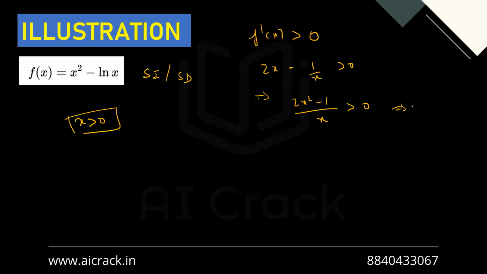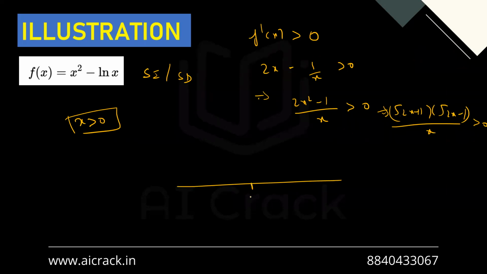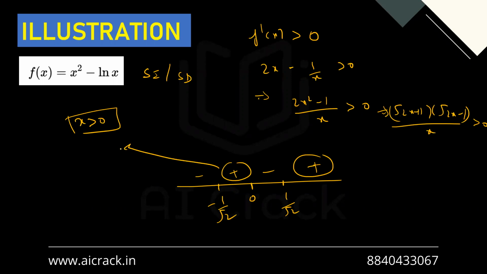So this gives me (root 2 x plus 1)(root 2 x minus 1) divided by x greater than 0. Now using the wavy curve method, for the denominator we'll be getting x equals 0. For this particular point we'll be getting 1 by root 2, for the other point we'll be getting minus 1 by root 2. Plus minus plus. Now we can clearly see that we are getting 2 plus regions over here, but the main thing is this is not in the domain. We just want to find the points where x is greater than 0, so only this particular range is in the domain.